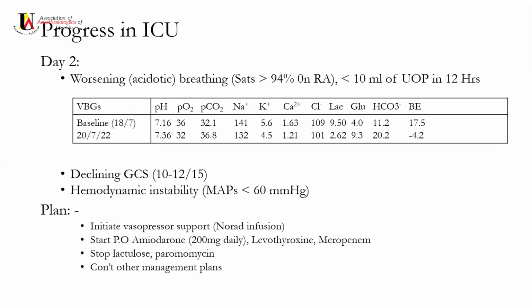So his progress while in ICU on day 2, this patient continued having worsening acidotic breath despite a normal oxygen saturation on room air. And then the urine output actually worsened in a period of the 24 hours, that were 12 hours. Upon evaluation in the morning, he had only added about 10 mils of urine. So in a period of more than 72 hours, we had 60 mils of urine in the urine bag.